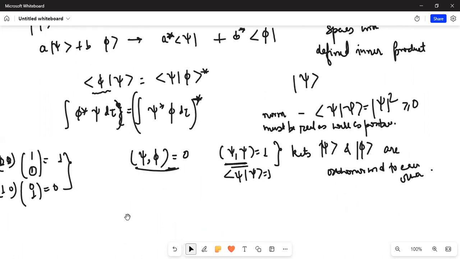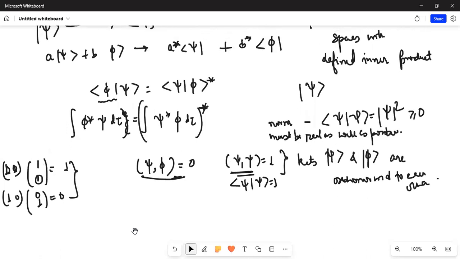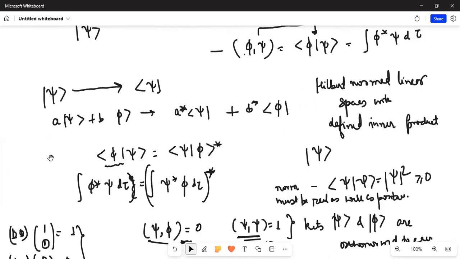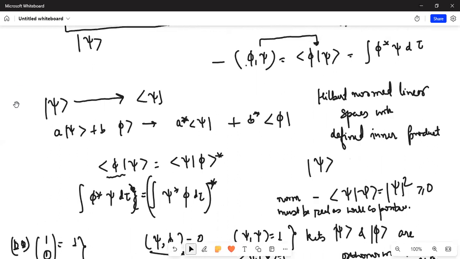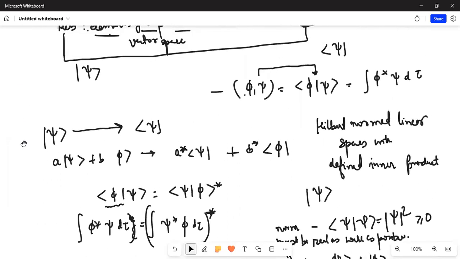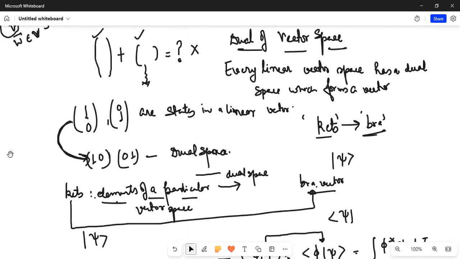Other things like the Schwarz inequality or the triangle inequality are also important, but we'll see them contextually, when there comes a context. So all these properties are of Hilbert spaces, and this kind of notation is called the Dirac notation. This is what I was teaching yesterday.